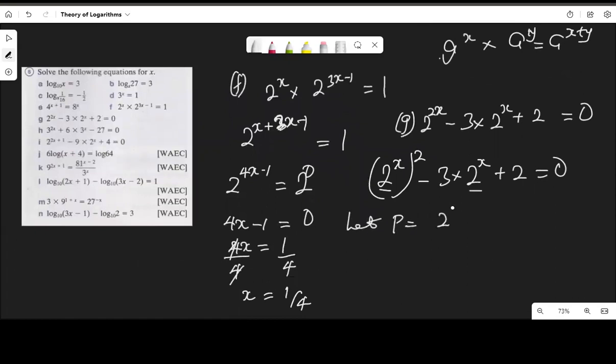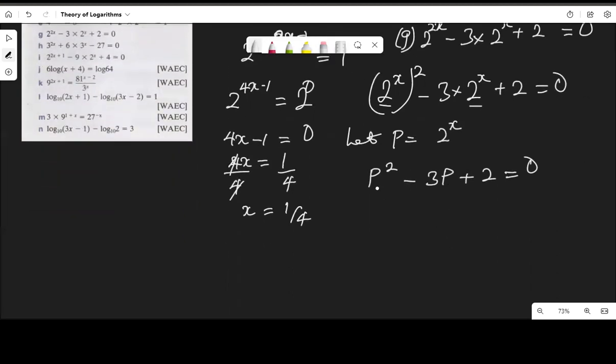Let p be equal to 2 to the power of x, so that this place now becomes p squared. Now minus 3 times p, since I have another 2 to the power of x there, and plus 2 equal to 0. Okay? Now this is quadratic, so let's solve that.